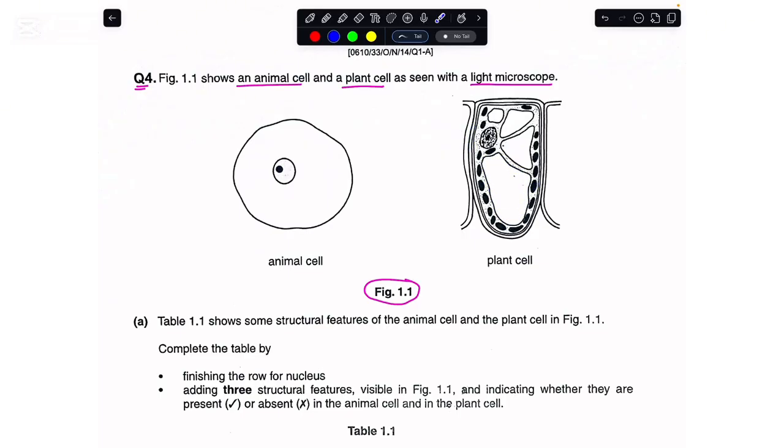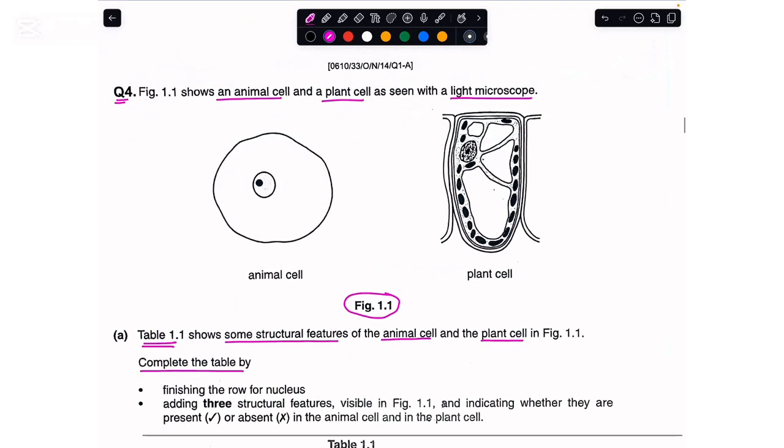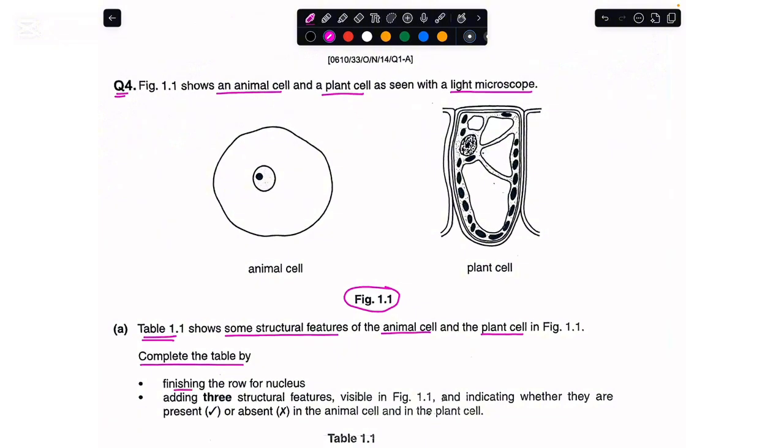and we also see the chloroplast over here. Now, the question they're asking is that we have given you table 1.1, and it shows some structural features of the animal cell and the plant cell. They say you are required to complete the table, finishing the row for the nucleus, and along with that, you are required to add three structural features that are shown here in figure 1.1, and indicate whether they are present or absent in the animal cell and the plant cell.